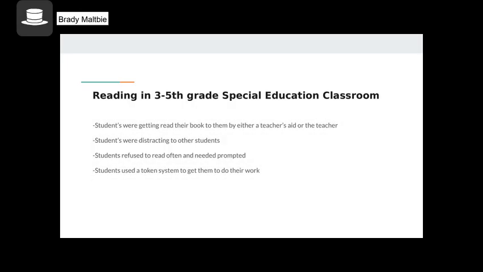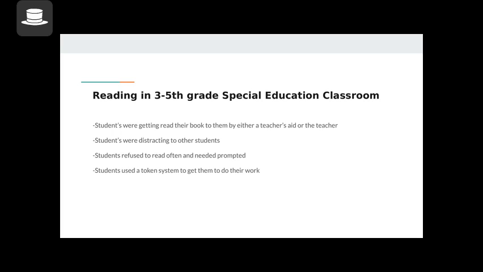As far as reading went in the third through fifth grade special ed classroom, students were able to read their book to a teacher aide or the teacher. Students were usually distracting to other students. That was a big problem in her classroom. So she would do things such as barriers or try turning them around. Students just really struggled to sit still. Students refused to read often and needed prompting.